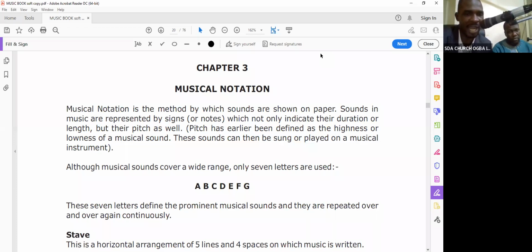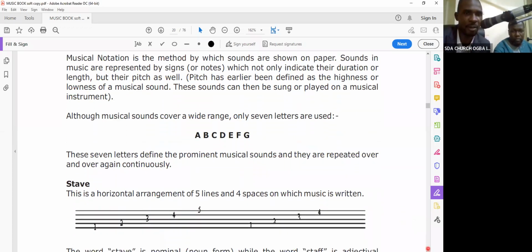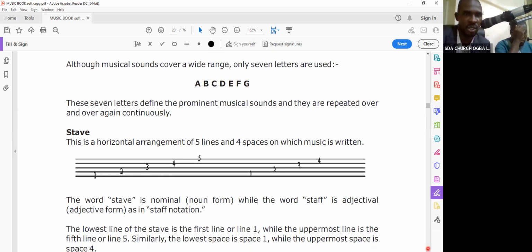Although musical sounds cover a wide range, only 7 letters are used. Those 7 letters are the first 7 alphabets, which are A, B, C, D, E, F, and G. These are the alphabets we use. These 7 letters define the prominent musical sounds, and they are repeated over and over continuously. These are the 7 alphabets that are found on the keyboard. So they are repeated continuously.